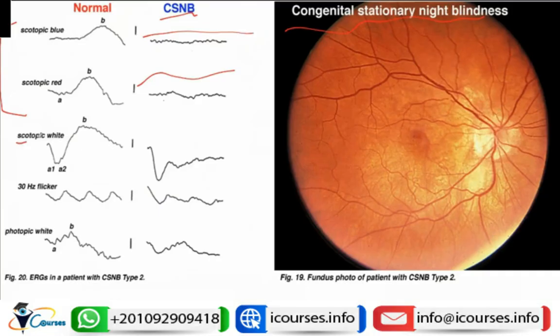But when you are using a scotopic white, we are using a bright white light in order to stimulate some cones. There is some response starting to appear. If we are using the flicker and photopic white, there is a response that is more or less close to the normal. So the cones here are functioning well, but the problem here is with the rods. That's why the patient will complain of night vision.